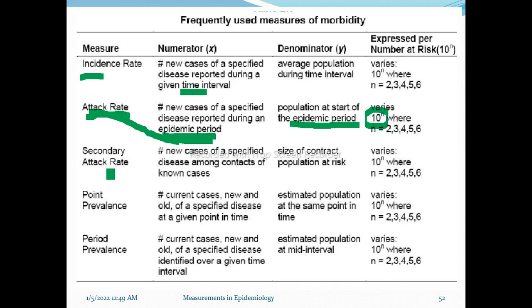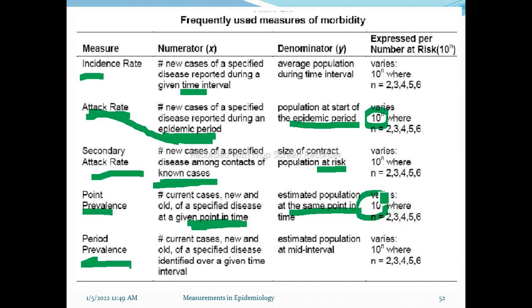The other is secondary attack rate. It is the number of new cases of a specified disease among contacts of known cases, index cases or primary cases. The denominator is the size of the contact population at risk, times 10 to the power of n. N starts from 2. The other is point prevalence. Prevalence is divided into two, point prevalence and period prevalence. Point prevalence is the number of current cases, new and old, of a specified disease at a given point in time. The denominator is the estimated population at the same point in time, times 10 to the power of n.